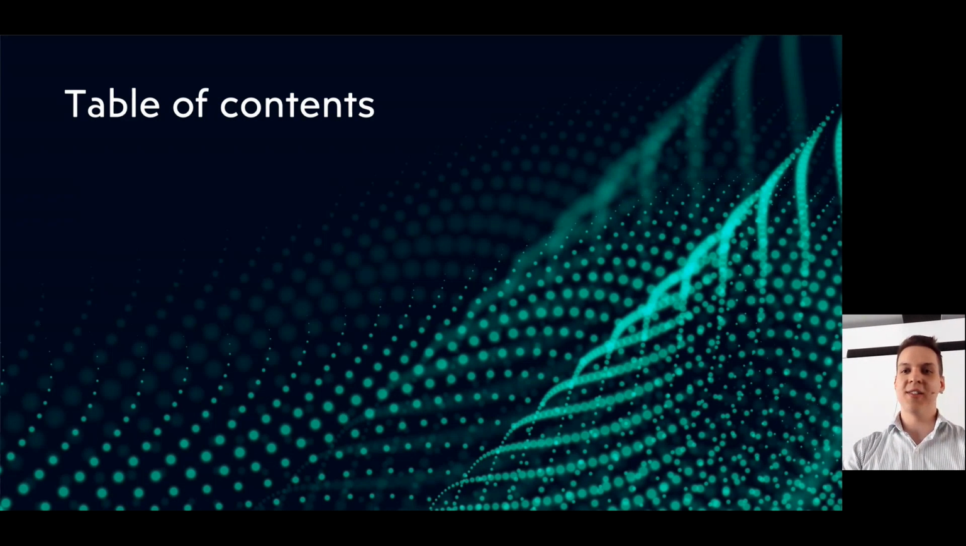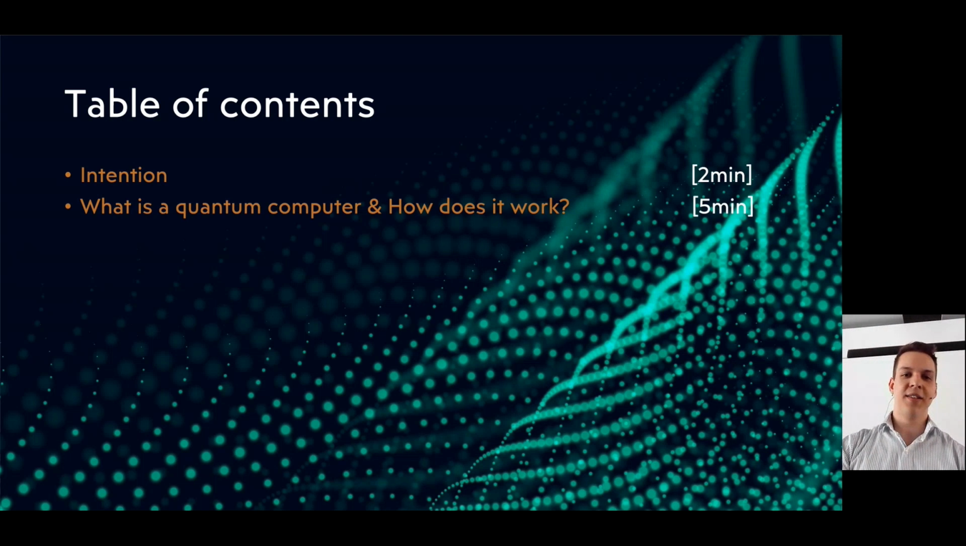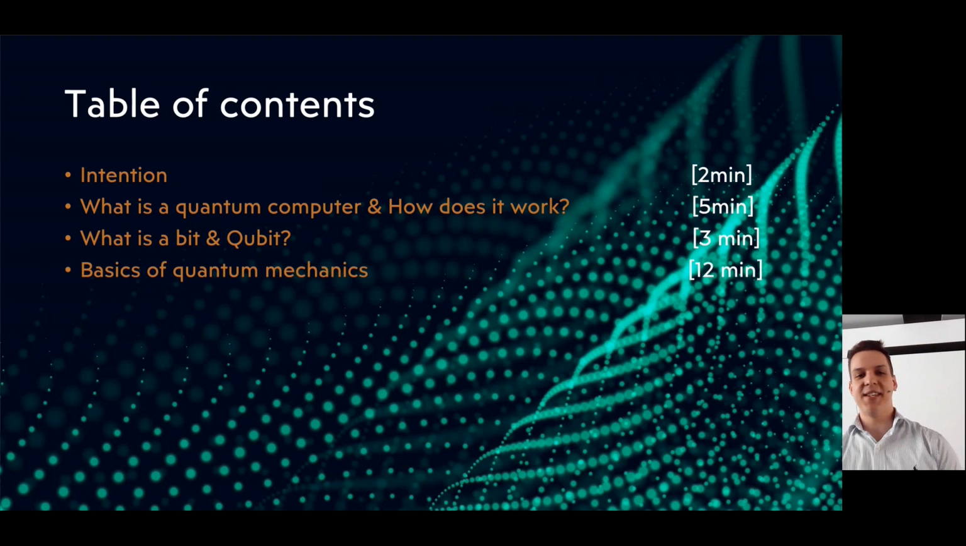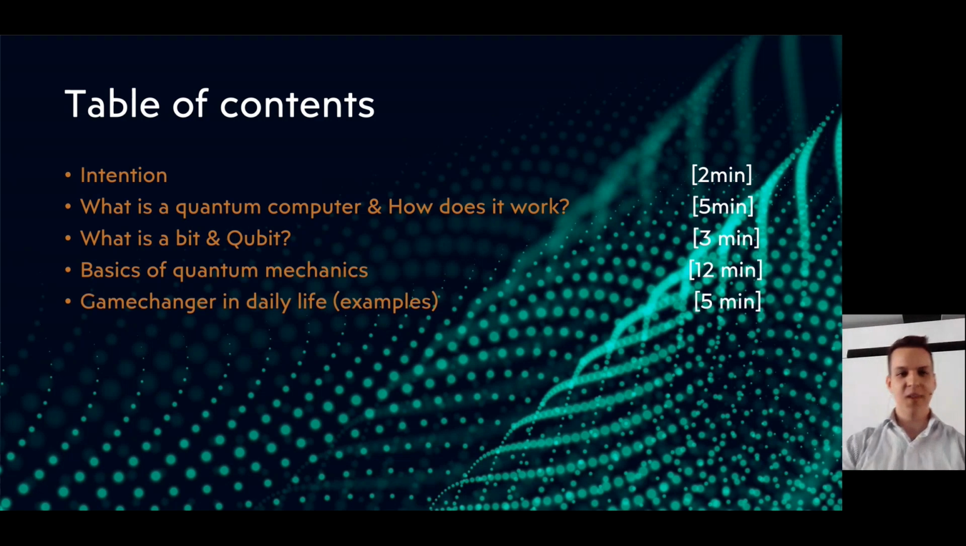So first, the table of contents. I want to share my intention in 2 minutes, why I chose this topic, and what is quantum computing and how does it work. After this, what is a bit? What is a qubit? Because often you say, yeah, a bit is a bit, but you don't know really what it is, or a qubit. So we talk about it, but we need to look in detail what it is. And the basics of quantum mechanics. What is quantum? What is mechanics? What does it mean? And what are the game changers in daily life? Examples like a quick walkthrough, where has it been applied already, and what we can do in future with that.